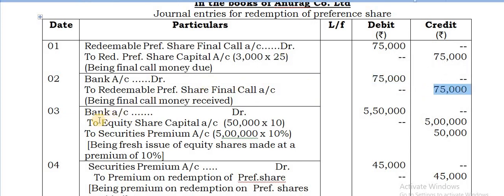Okay. Then for the fresh issue of shares, these are the regular entries. So bank account debit to equity share capital account, to securities premium account. Here 50,000 shares are at rupees 10 each, that comes to 5 lakhs. That 5 lakhs is being issued at 10% premium. Therefore securities premium will be there. 5 lakhs into 10% gives you 50,000. Together these two will come to 5,50,000. That is what is written in the debit column.